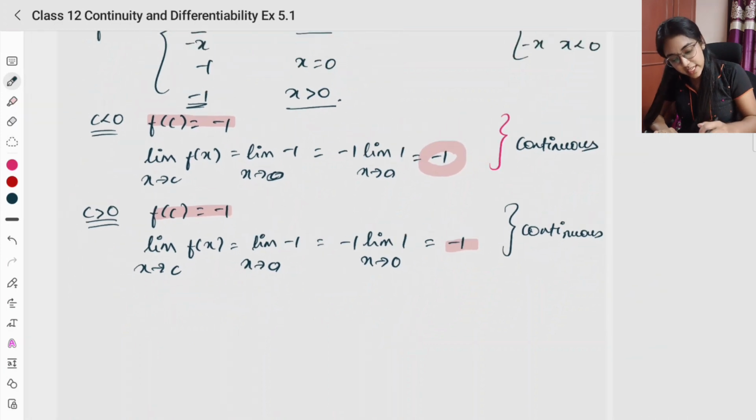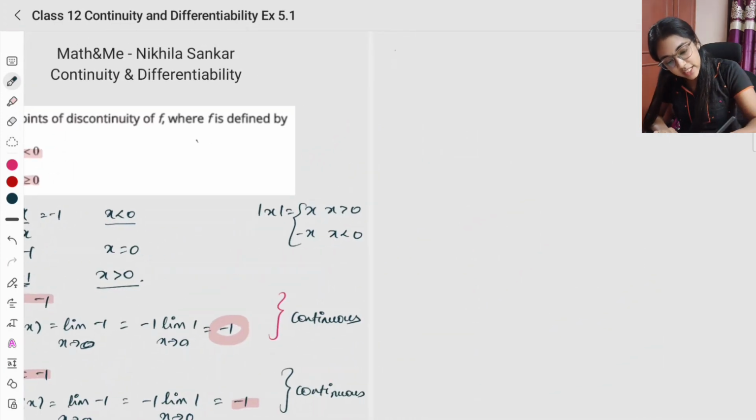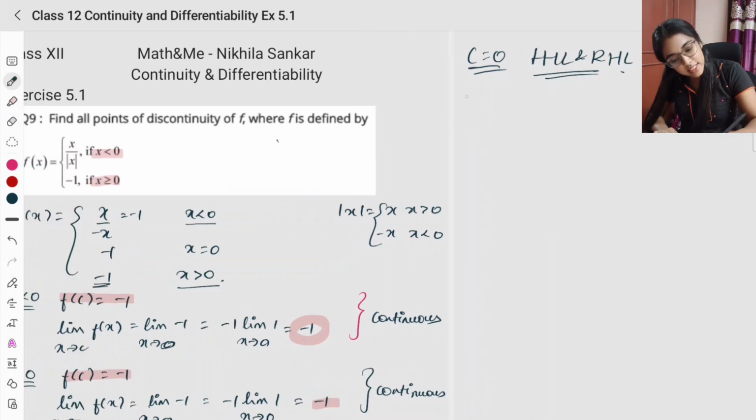Okay, now let's look at the c equal to 0 case. Similarly, like the previous question, we have to look at the left hand limit and the right hand limit. You have to look for both the cases. So first, what is my f of c? What is given for f of c at x equal to 0? It is going to be minus 1. So I have minus 1.